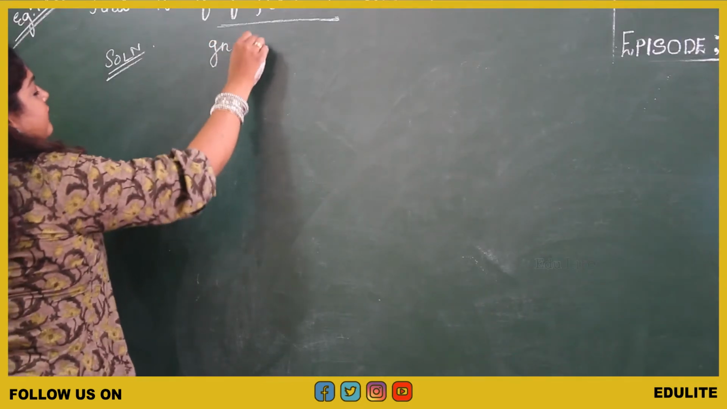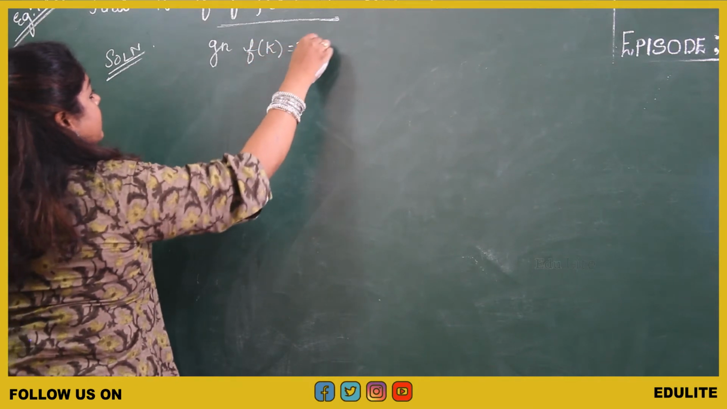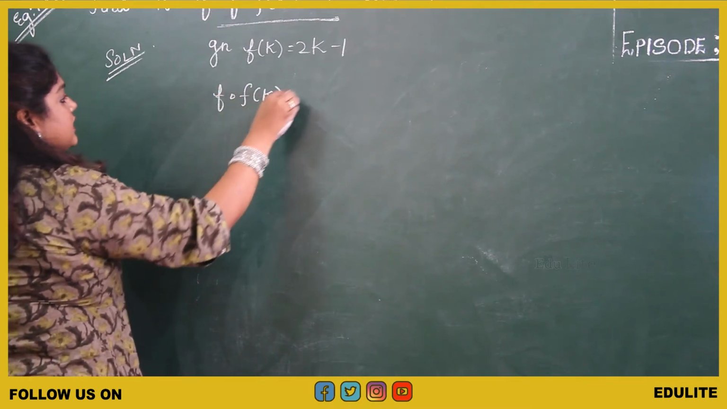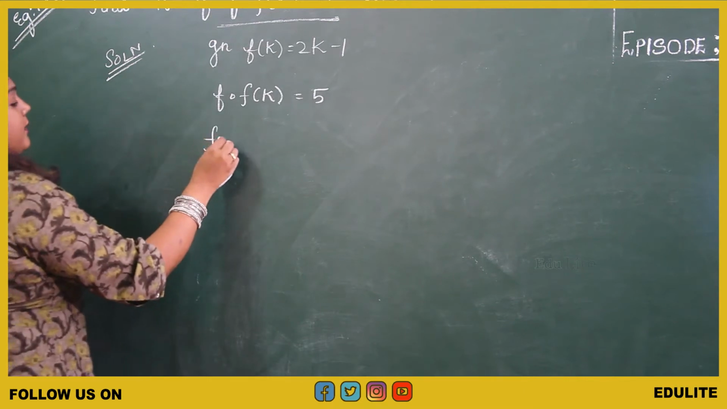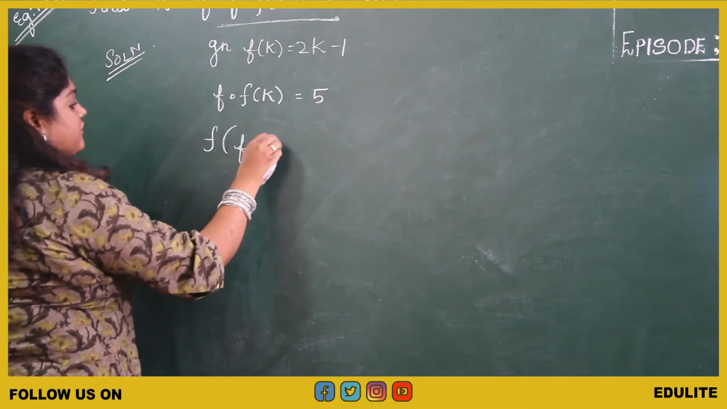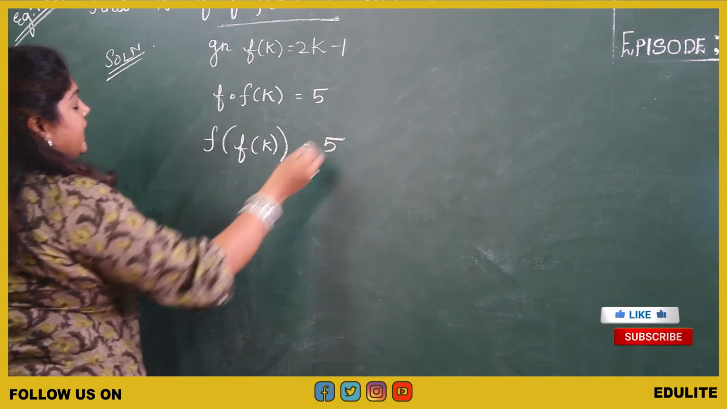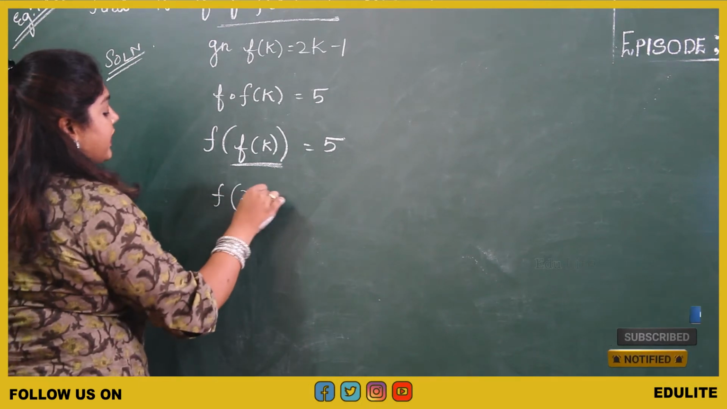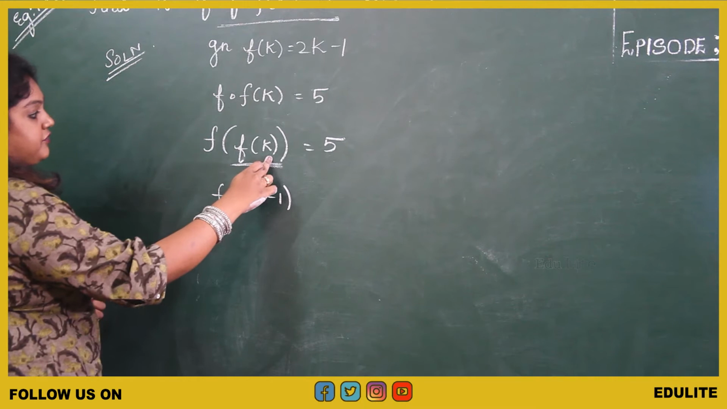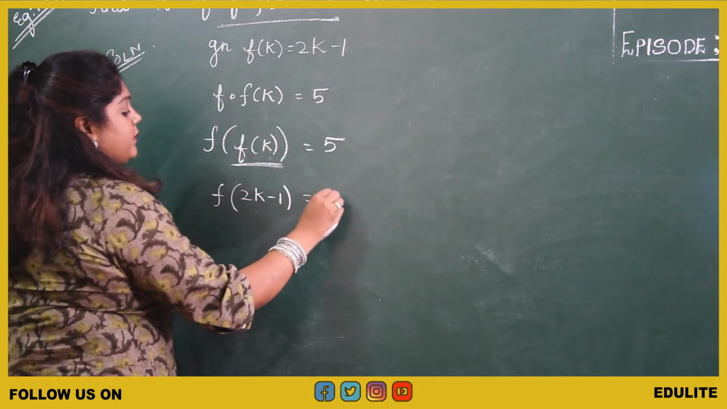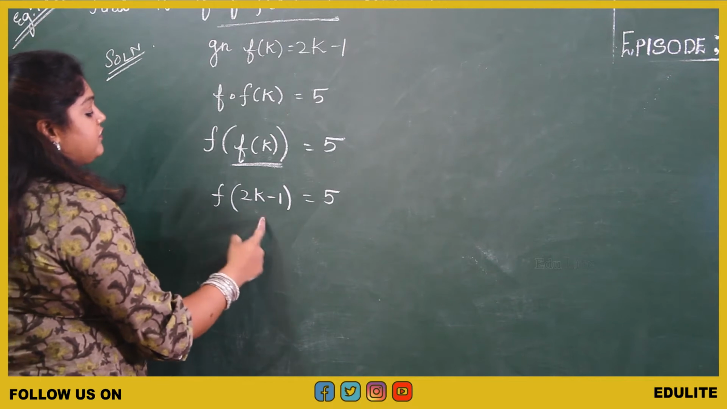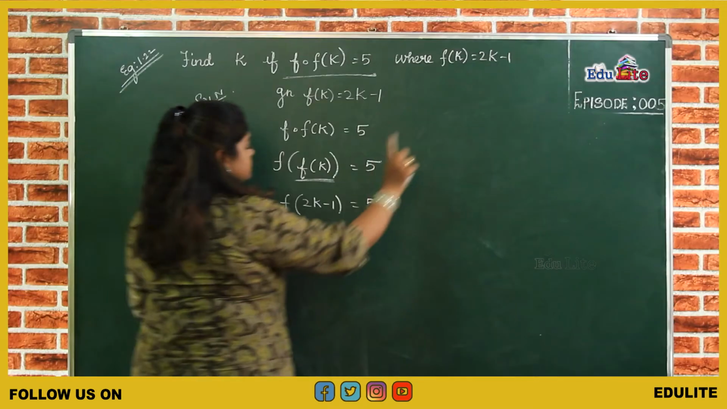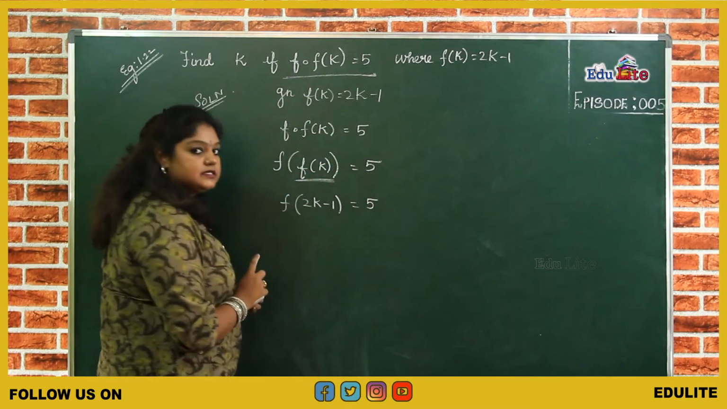First we are given that f of k is equal to 2k minus 1. We will take this relation f composite f of k, which is equal to 5. This can be written as f of f of k, which is equal to 5. F of k, according to the question, is given as f of 2k minus 1. That is, we have substituted the value of f of k here, which is given in the question, equal to 5. Now for this also we have to use the same relation f of k, but instead of k we have 2k minus 1. So in the place of k we have to substitute 2k minus 1.